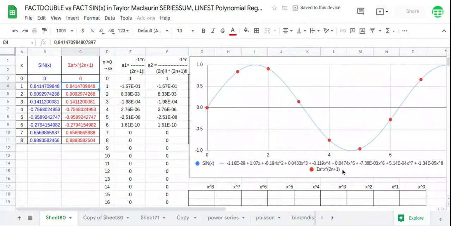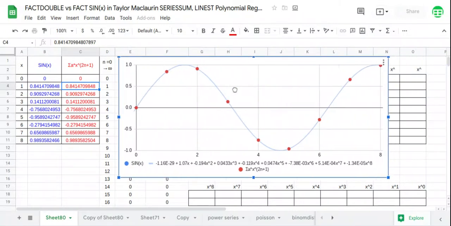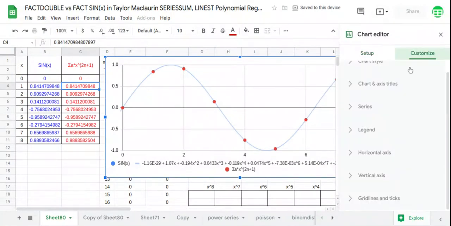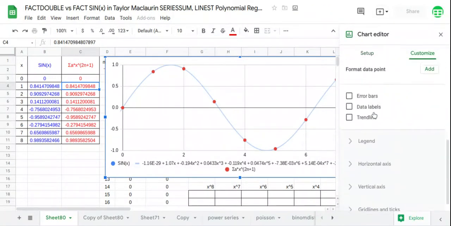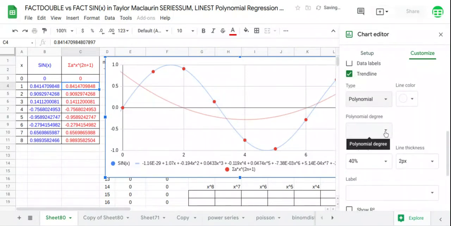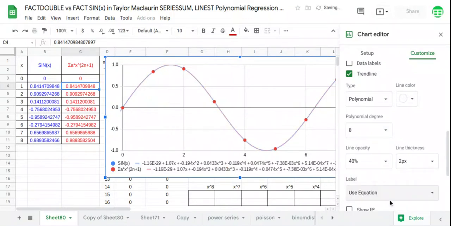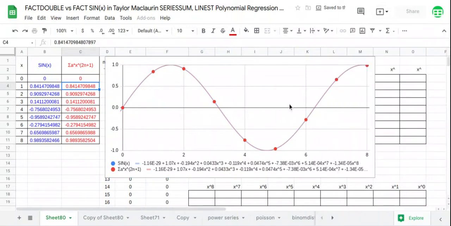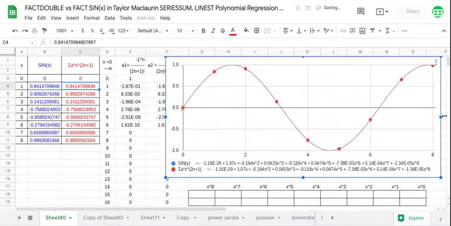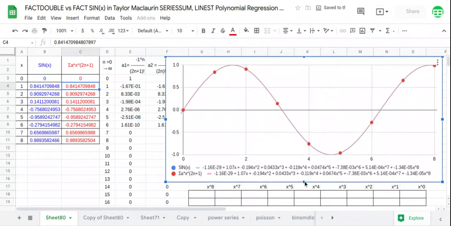We don't have the polynomial for the expansion, so we edit the chart. Edit chart, customize, show the trend line, the type, polynomial, the degree, 8. For the label, use the equation. So now we have the polynomials and trend line for both. The function sine and its expansion in red.